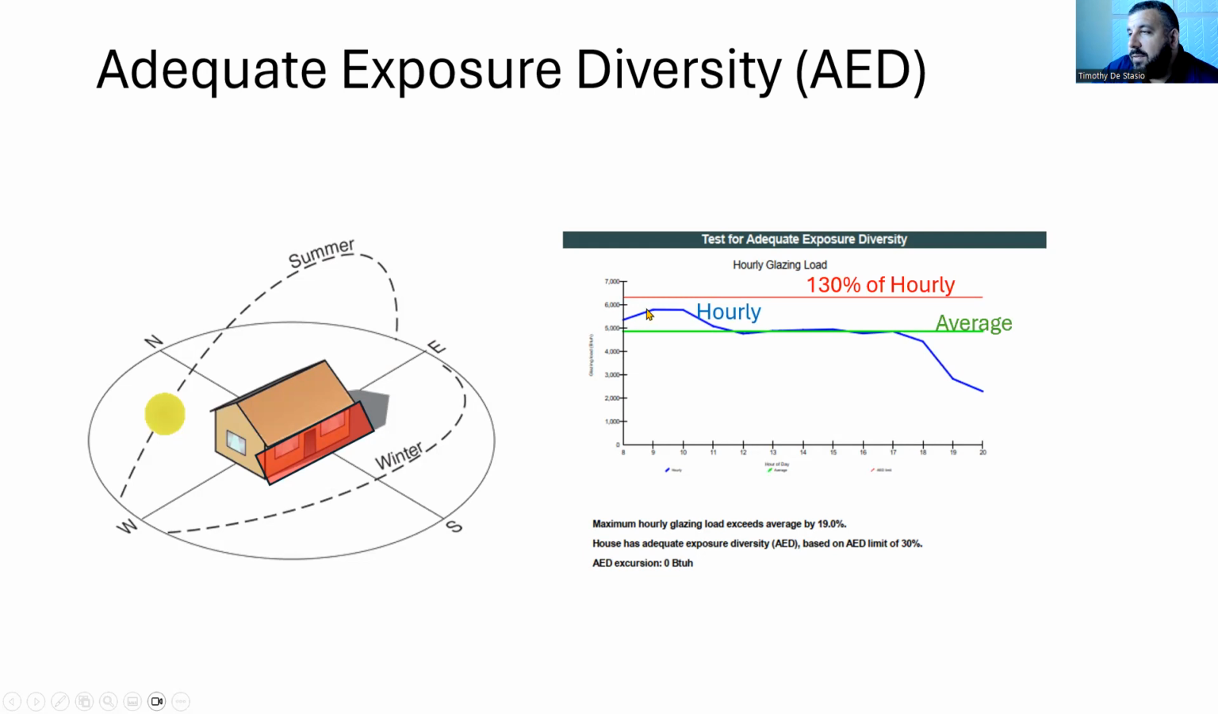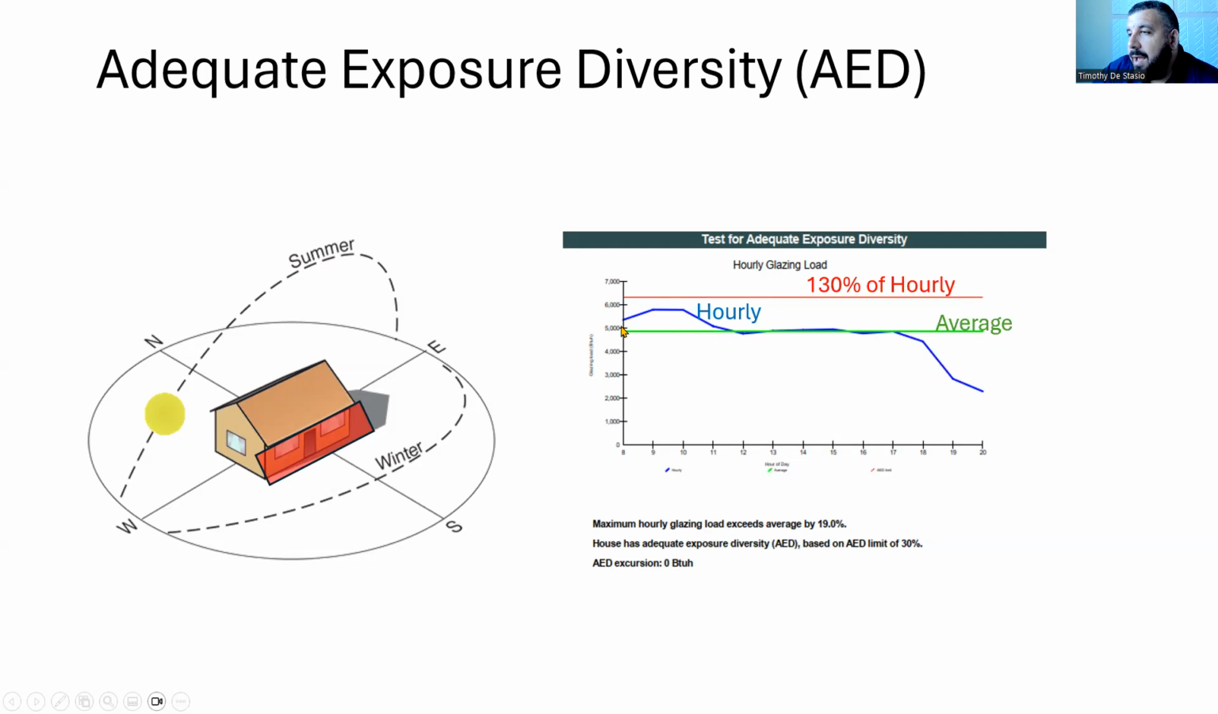And what may happen is that this could have a spike in it and then kind of come back down to normal. And if you see a big spike that goes over 130%, then this portion of the house is going to heat up really fast, really quick. You may have some comfort problems for a portion of the day.